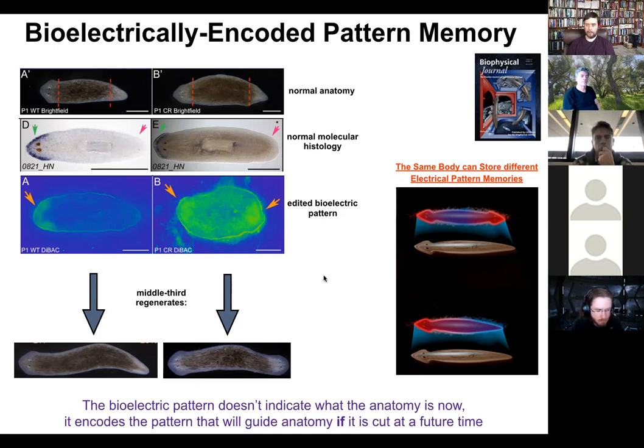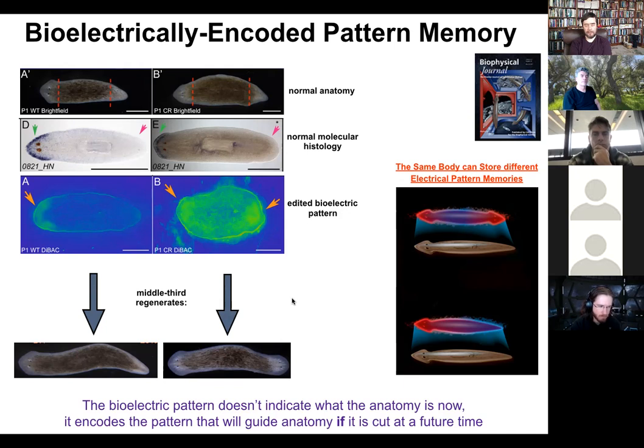So a single body can hold at least one of two different ideas of what a correct planarian is supposed to look like. And it's a latent pattern memory. It doesn't do anything until you injure the animal. And at that point, the cells consult it and make what it says. But this is the beginnings of counterfactual memory. This is an electrical circuit that lets you remember things that are not true right now. This is the very basement of the ability to hold a counterfactual, to represent a counterfactual state.